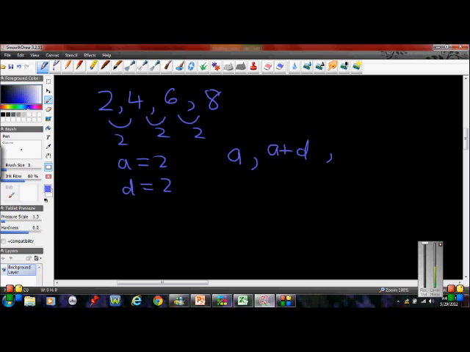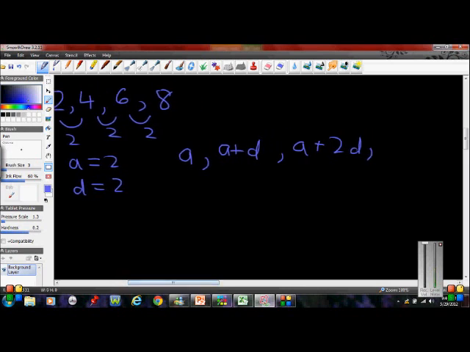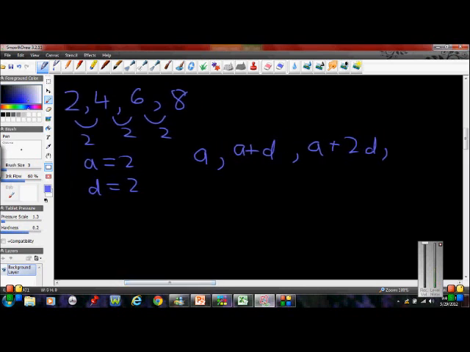And what do you have for 6? You have a, which is 2, and then what do you add to 2? You add 4. 4 is 2d. And finally you have 8, which you can write as a plus 3d. Simple enough. So this is the general set for an arithmetic sequence.